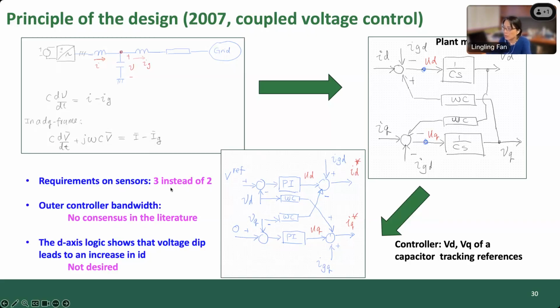The requirement on the sensors, instead of previously using 2, now you use 3 sensors. As for the outer control bandwidth of this design, there's no consensus in the literature. I checked a couple of them. Sometimes people use 70 Hertz, sometimes it can go to 200 Hertz.